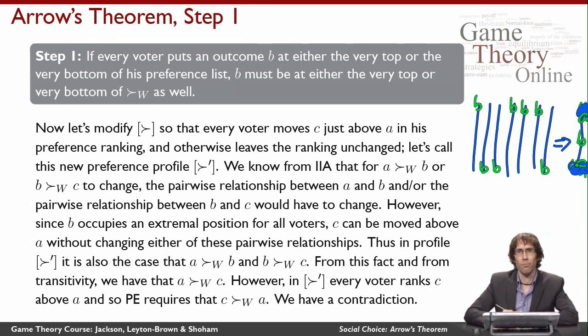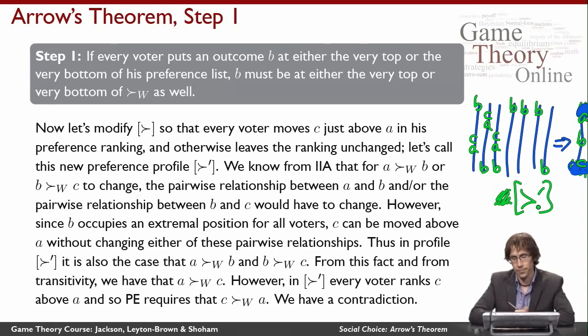Well, now let's modify our ordering so that every voter moves C just above A in his preference ranking. We haven't drawn it, but we have C's and A's in all of these rankings somewhere, because everybody is ranking all of the different outcomes. So let's modify whatever this ranking is by constraining where C and A go. Wherever C was before, let's just stick it right above A in the ordering and leave everything else unchanged. Let's call that new ranking pref prime.